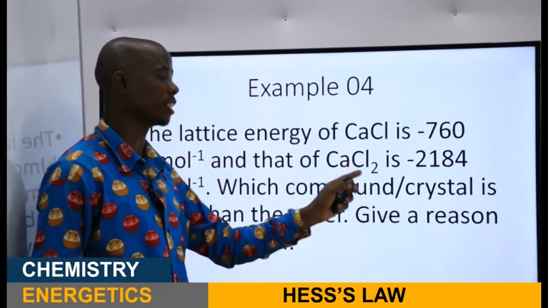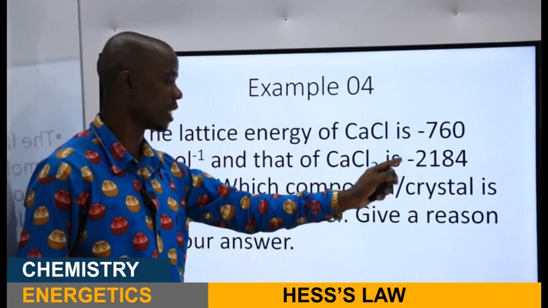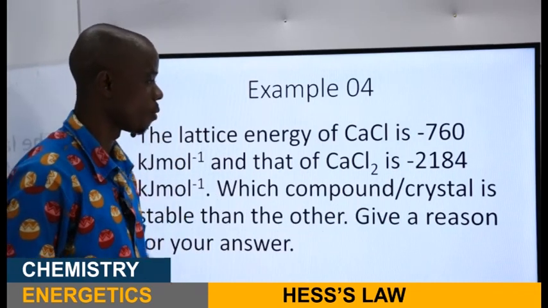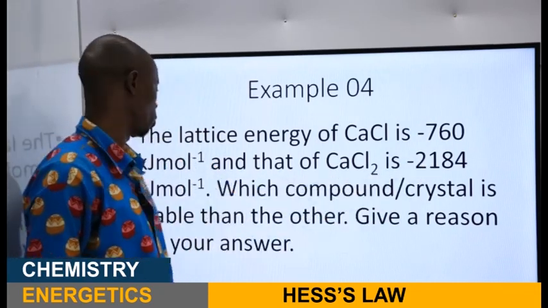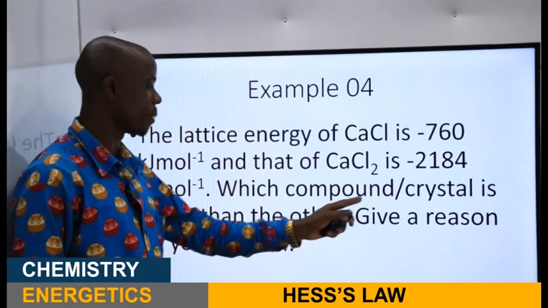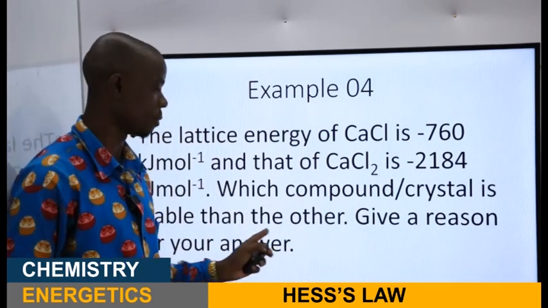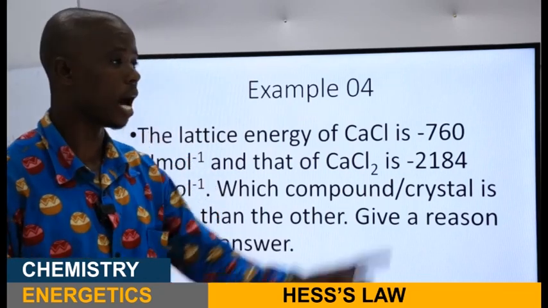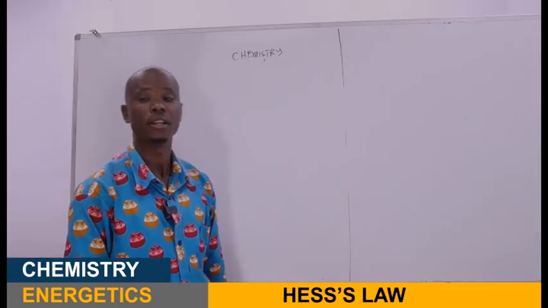And that of calcium chloride is negative 2,184 kilojoules per mole. Which compound or crystal is more stable than the other? Give a reason for your answer. Now, my dear student, that is another way.